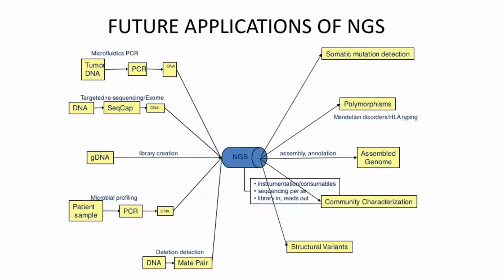mainly to understand the tumor DNA, to study the targeted exomes, to create a genomic library for microbial profiling, and for detecting the mutations. So the sequence obtained through next generation sequencing can help us to understand somatic mutations, polymorphisms, assembled genomes, community characterization, and structural variants.